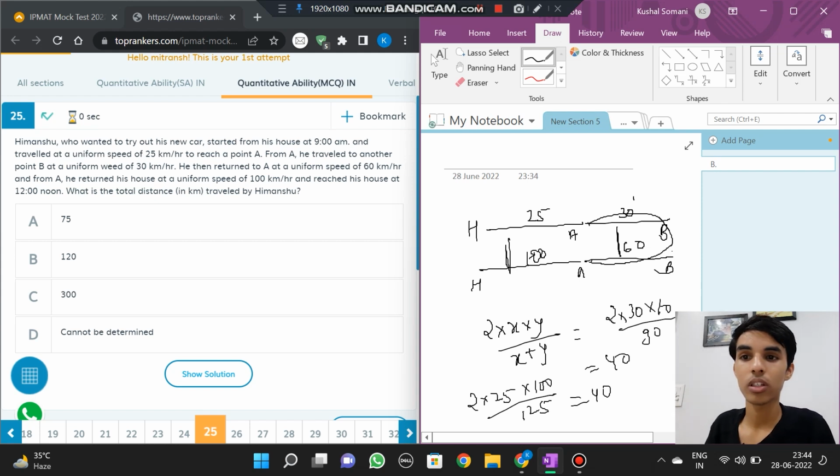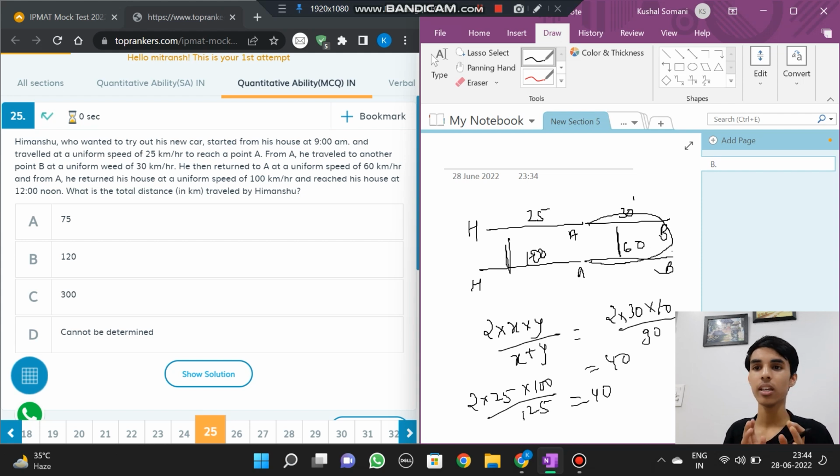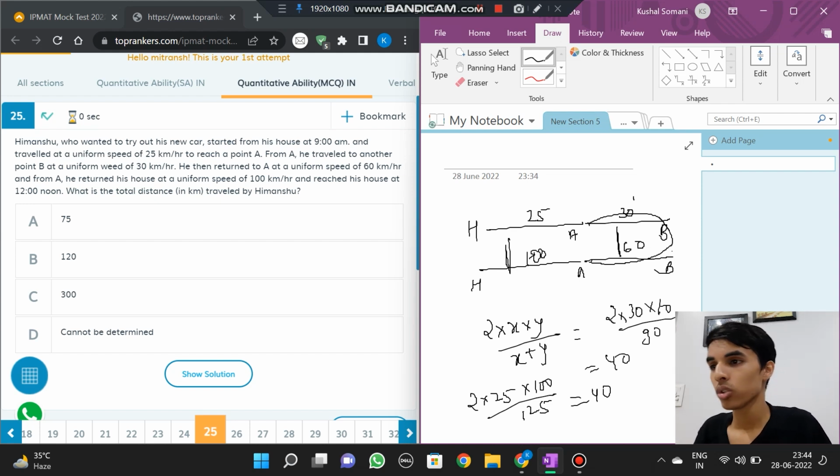So this calculation provides us a conclusion that throughout this journey from HA to AB and then again from BA to AH, the average speed of the car is 40 kilometers per hour, which means throughout the 3 hour journey, his average speed is 40 kilometers per hour. Now, since his average speed is 40 kilometers per hour, the total distance he has traveled is nothing but 40 into the total time, that is 3 hours. So the total distance traveled will be 40 into 3, that is 120. So the correct answer will be option B.